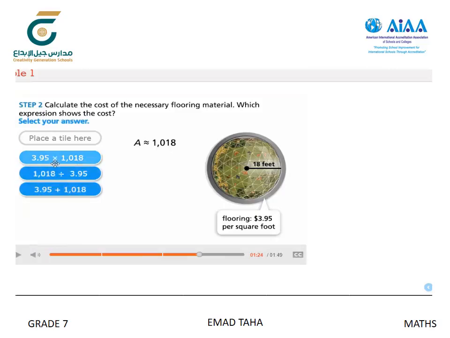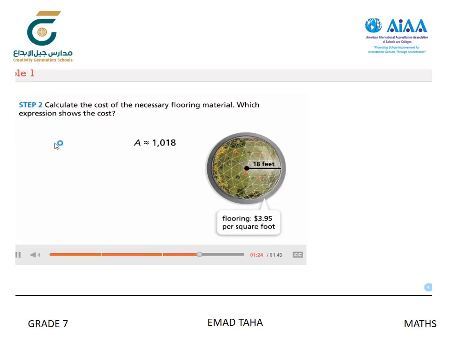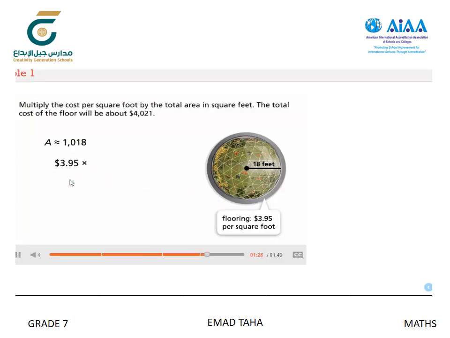Okay, we multiply the area by the cost of one square foot. Multiply the cost per square foot of the flooring material by the total area of the floor in square feet. The product is equal to the total cost of the floor, which will be about $4,021.